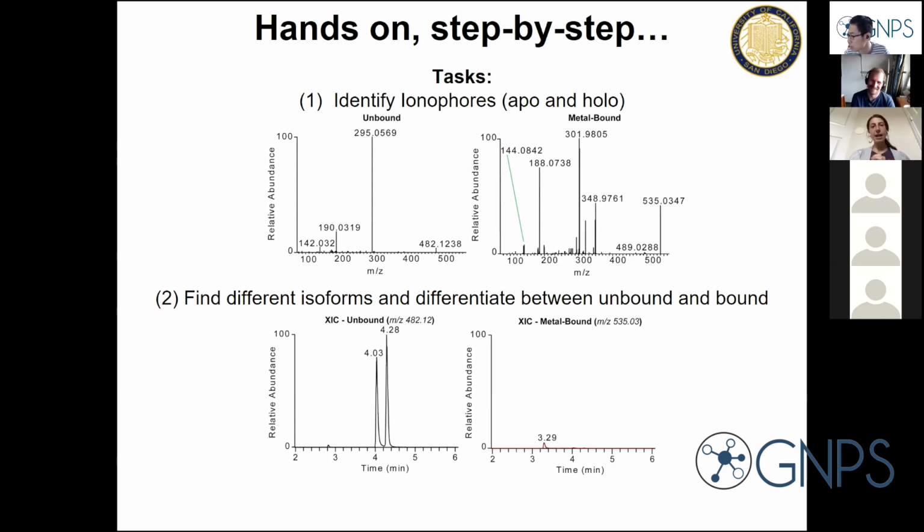And then additionally, we'll try to look for different isoforms and then try to differentiate between unbound and bound. And so this just shows an example of how we have two different diastereomers of one compound of interest. And then we'll see how feature-based molecular networking can assist us in that. So next slide, please.